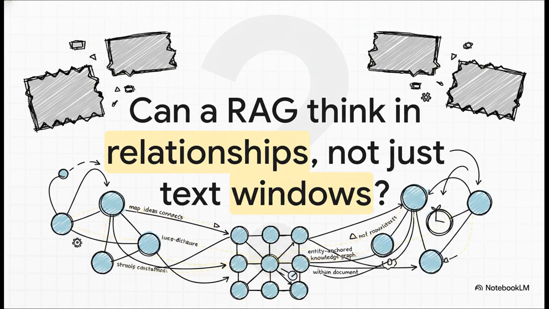So that brings us to the big question that this whole idea is built on. What if, instead of just slicing up text into arbitrary little windows, our AI could actually understand the web of connections inside the document? What if it could build a real map of how ideas relate to each other, even if they're separated by hundreds of pages?